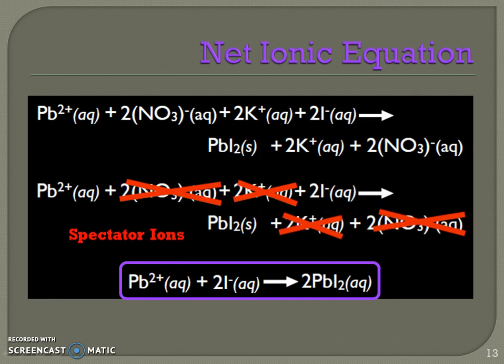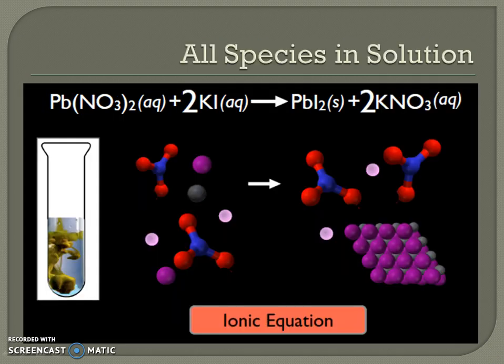I'd like to give you an analogy: a spectator ion is like spectators at a sporting event, or a cheerleading competition, or a musical concert, or even a Broadway play, right? You're spectating, you're just watching the show. But the real important stuff going on are the football players, the cheerleaders, the musicians, or the actors and actresses. That's really the net ionic equation.